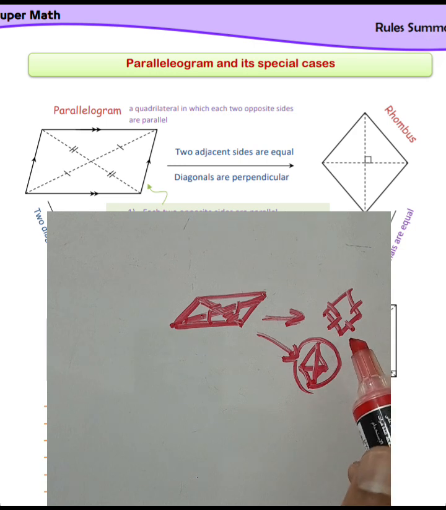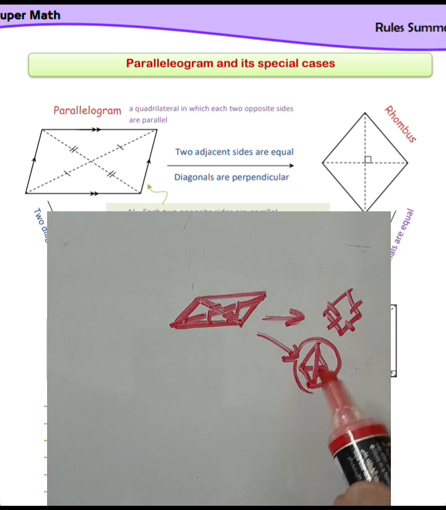You can say a rhombus is a quadrilateral in which two adjacent sides are equal in length, or it's a quadrilateral in which the two diagonals are perpendicular.